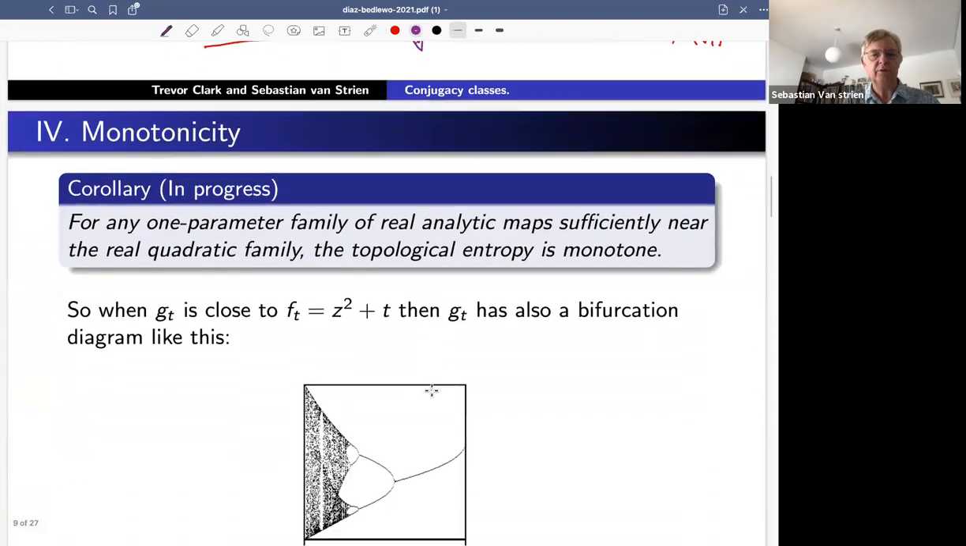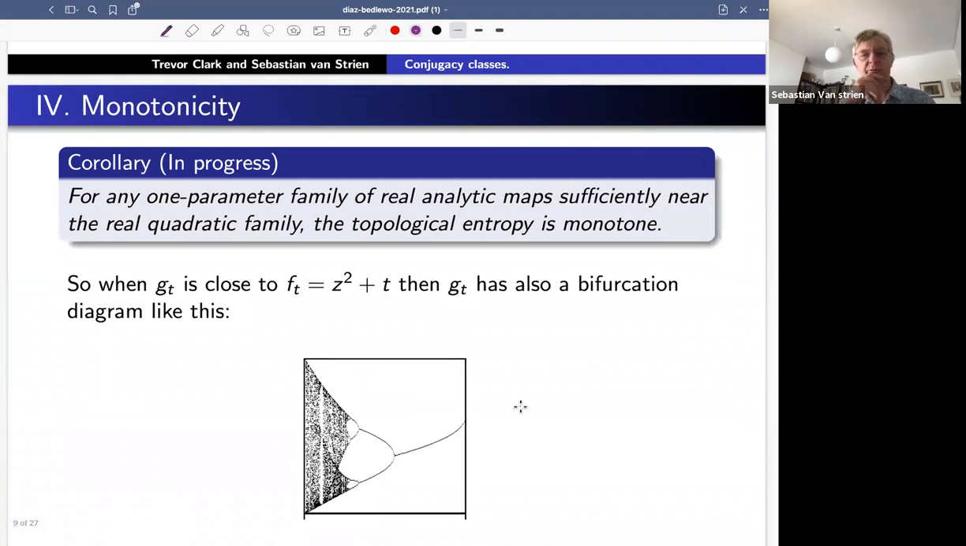So a consequence of this result would be, and again, we're writing it at the moment, that if you take a one parameter family of real analytic maps which are sufficiently close to the real quadratic family, and in fact they're unimodal because they're sufficiently close to it, then the entropy is monotone. So, for example, if you take this famous family, and you take another family which is close to it, then so far there's no result that tells you that the bifurcation diagram would still look like this.